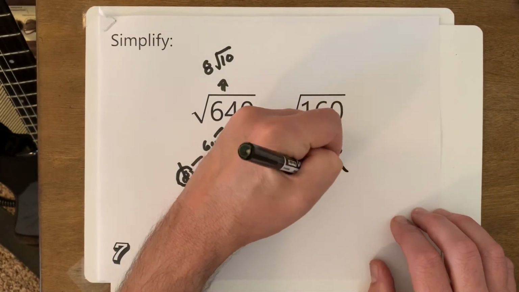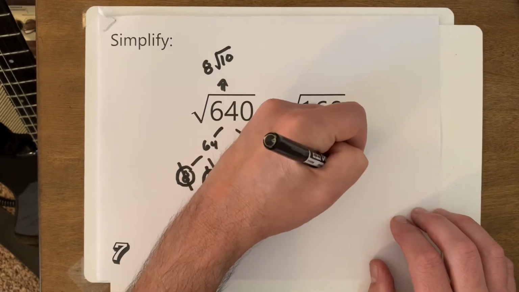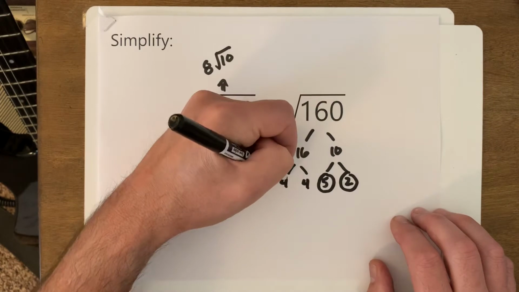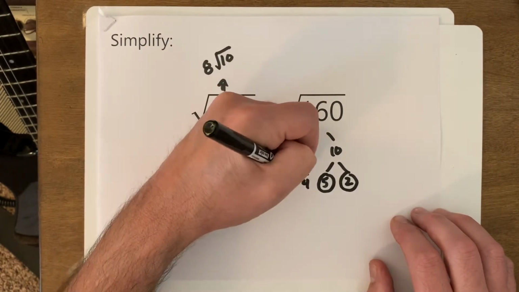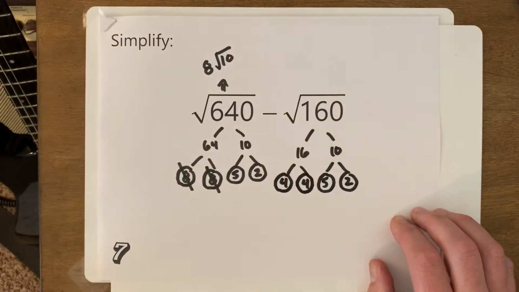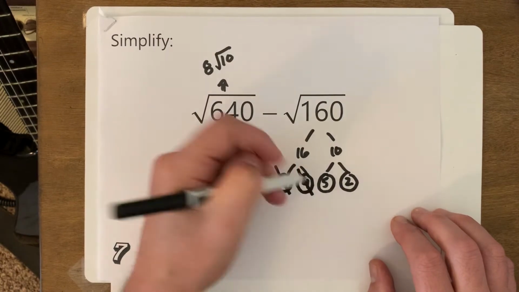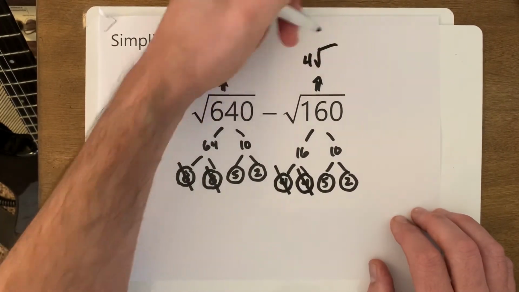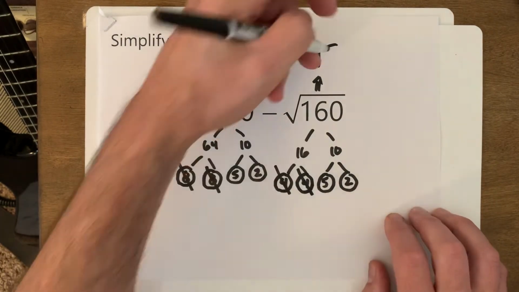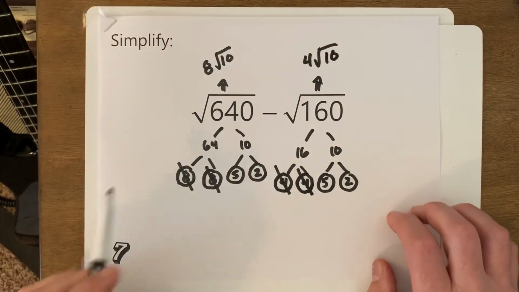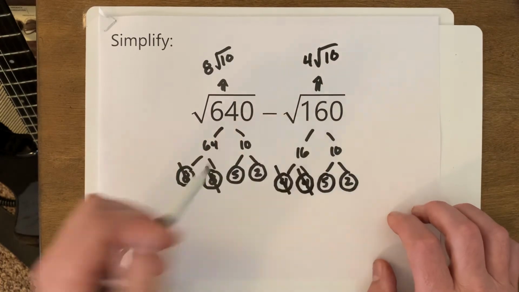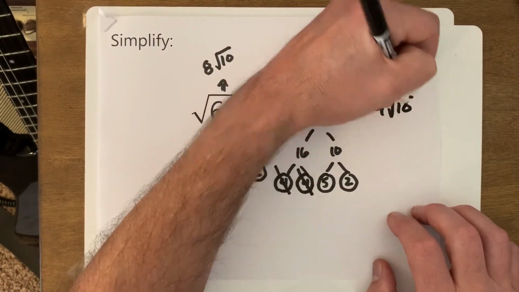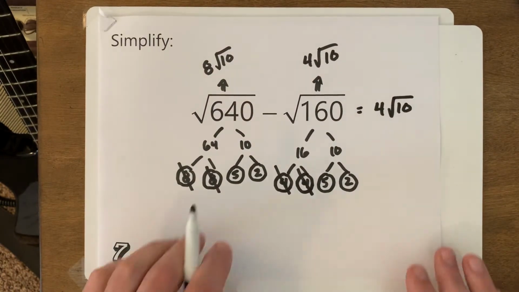10 is 5 and 2. The 16 is 4 and 4. Again, I'm going to treat those two 4s like they were primes, because I'm just simplifying. So the 4 comes out, but the 10 stays in. Okay, so what's 8 root 10 take away 4 root 10? And that would be 4 root 10s is what you have left.